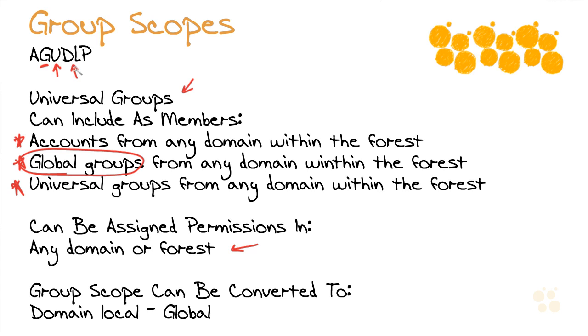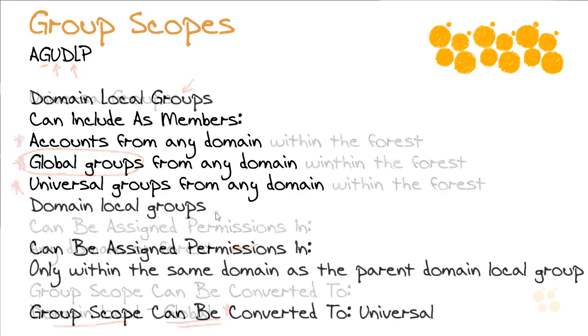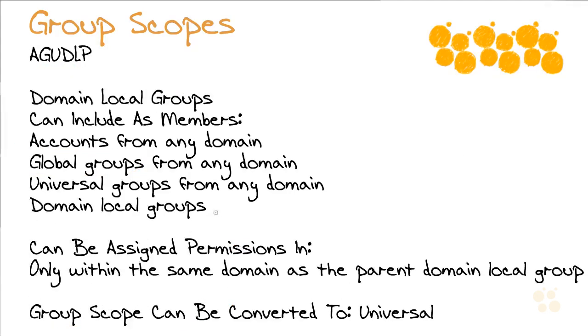Finally, these universal groups can be converted to domain local or global groups, but there is an exception here, and that is we can't have other universal groups inside our group when we go to convert it to a global. And so that brings us to our final step of the nesting of groups and that process, and that is the domain local group, which gets the permission.